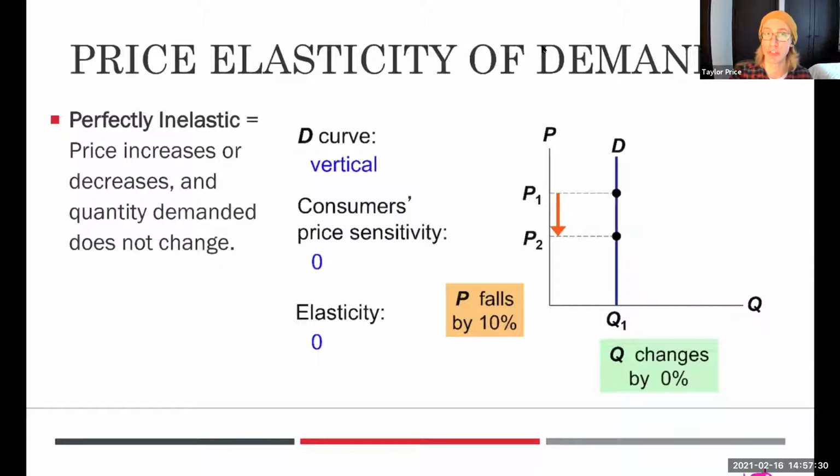Generally, another example is that goods that are closer to being perfectly inelastic tend to be regulated by the government because they are goods that people need to survive. That's a good general rule for things that are perfectly inelastic.